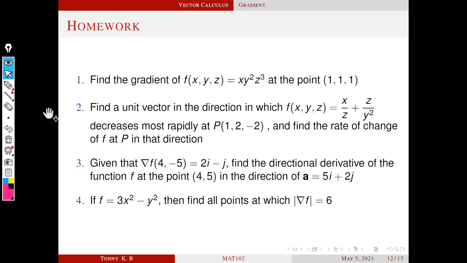So these are the homeworks for this session.